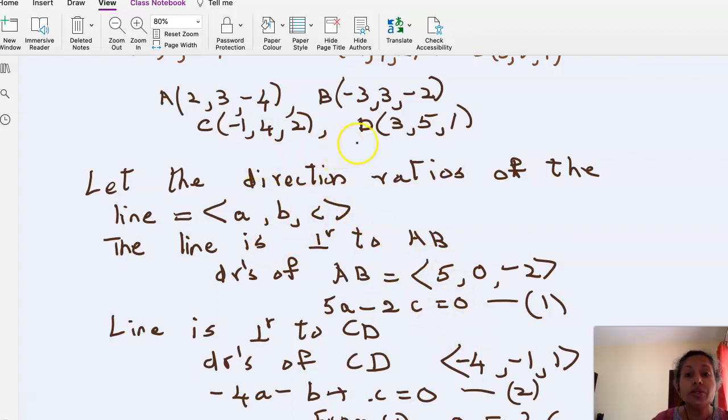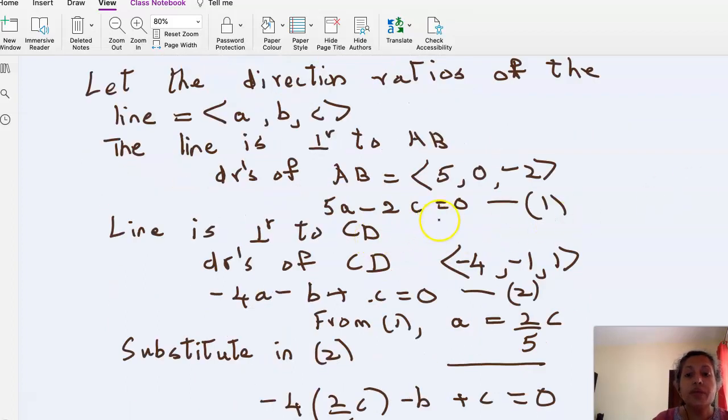Again, direction ratios of CD is 4, 1 and 4 minus 1, -4, -1 and 1... that is -4, -1, 1. And a, b, c, the direction ratios of the line which is perpendicular to CD, will give -4a - b + c equal to 0, because the line having direction ratios a, b, c is perpendicular to this line. So we have two equations. First one is 5a - 2c is 0. Second one is -4a - b + c equal to 0. We have two equations in three unknowns.